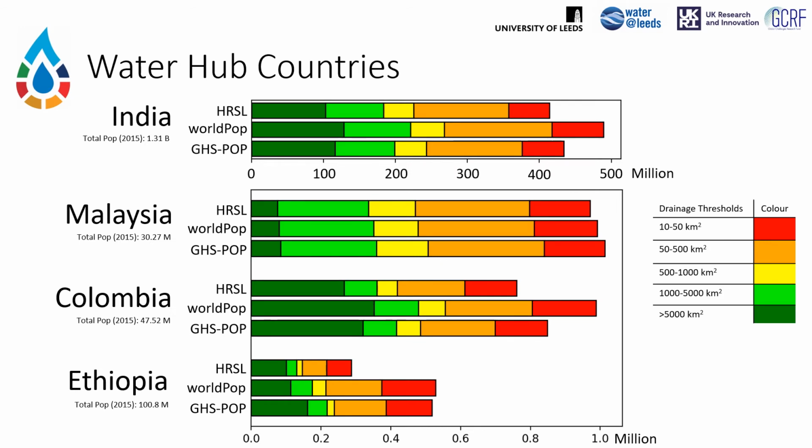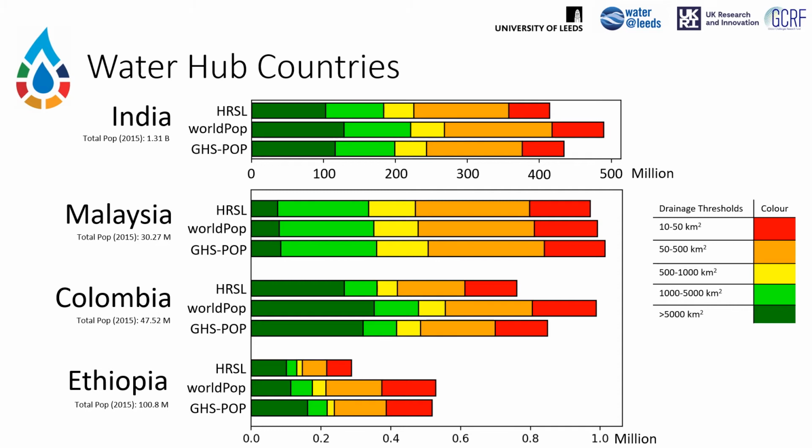So here are the results for the water hub countries. As you can see, India is on a completely different scale, so we've had to put it on a separate axis. The greatest proportion of flood exposure in India comes from the drainage threshold range that is modeled only by the most representative global flood models. So that would be the orange section of the bar chart here. I think in India, the greatest benefit would be seen from using the most representative global flood model.